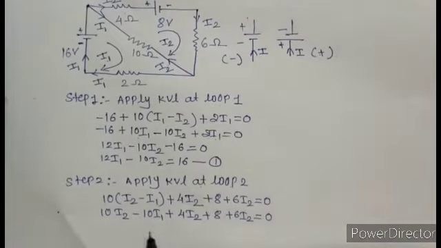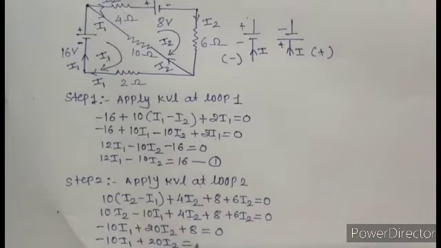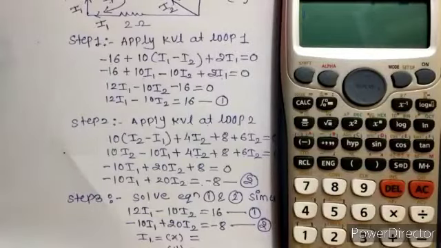I1 का एक ही टर्म है तो हम इसको एज इट इज लिखेंगे माइनस 10 I1, देन I2 के टर्म्स को कलेक्ट कीजिए, 10 I2 प्लस 4 I2 प्लस 6 I2, 10 प्लस 4 प्लस 6 इज इक्वल टू 20 I2, प्लस 8 इज इक्वल टू 0, माइनस 10 I1 प्लस 20 I2 इज इक्वल टू, प्लस 8 को हम इज इक्वल टू के दूसरी साइड में लेके आएंगे तो प्लस 8 बन जाएगा माइनस 8। This is our equation number 2. Now step number 3, solve equation 1 and 2 simultaneously.